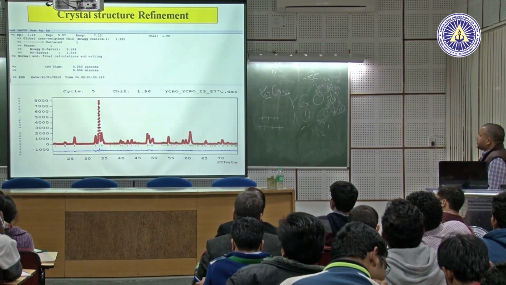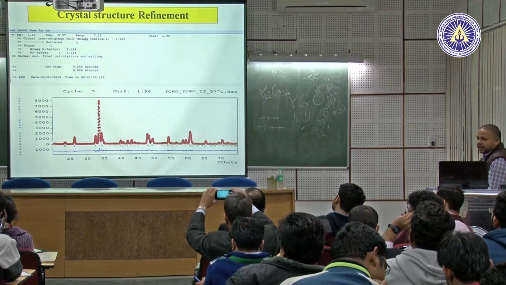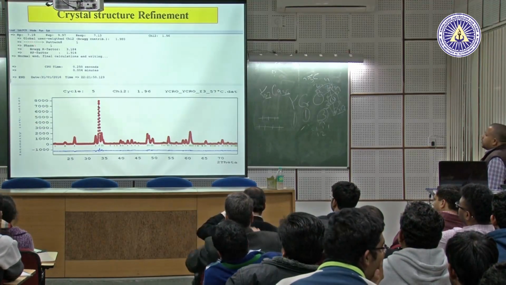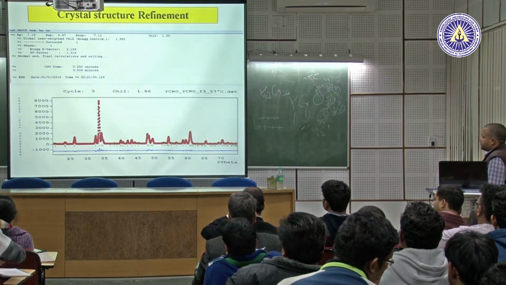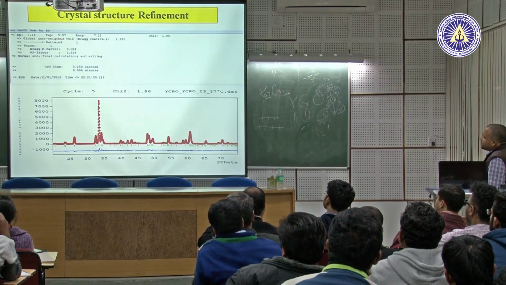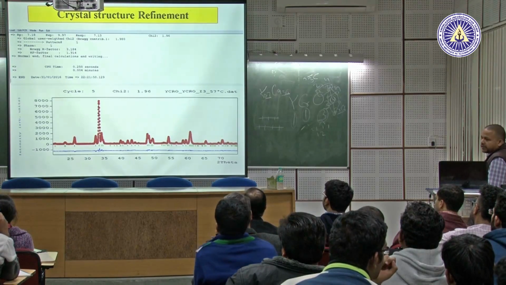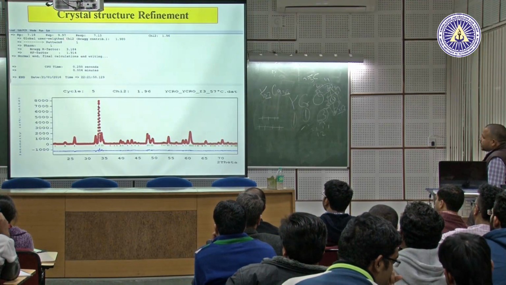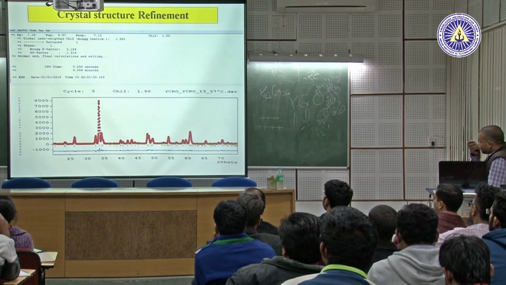This is one of the images after refinement. After refinement, this is the chi-square, this is the Rp, this is the weighted Rp, and this is the R expected value. And the chi-square depends on the Rwp and Rexp ratio.